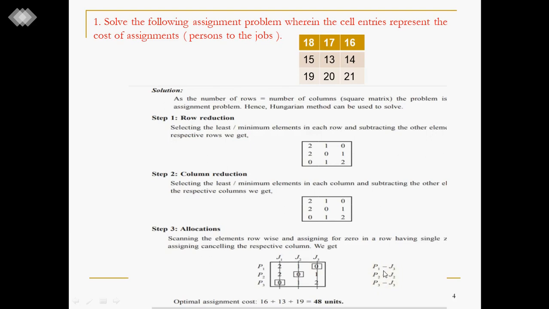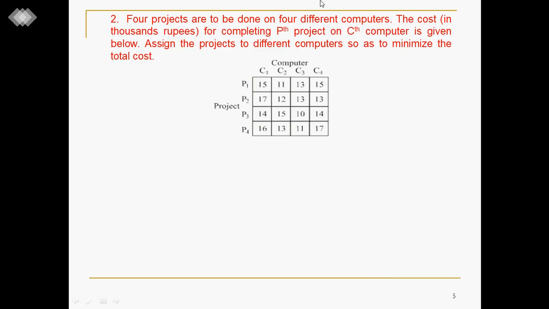Now let us take one more simple numerical. 4 projects are to be done on 4 different machines or computers. The cost, in thousands of rupees, for performing the pth job on the cth computer is given below. Assign the projects to different computers so as to minimize the total cost. Please see the problem.